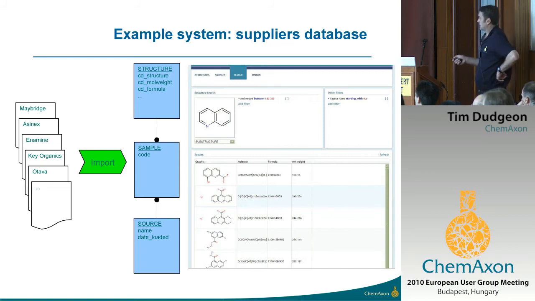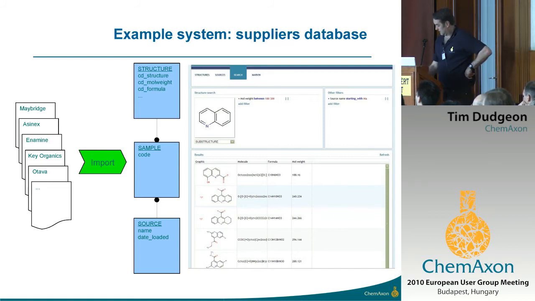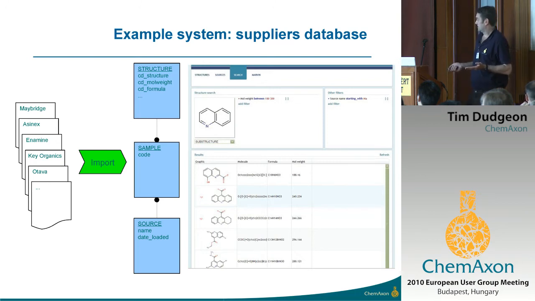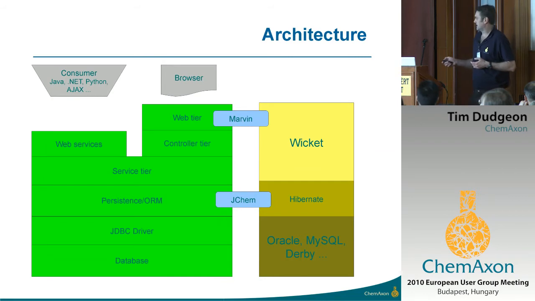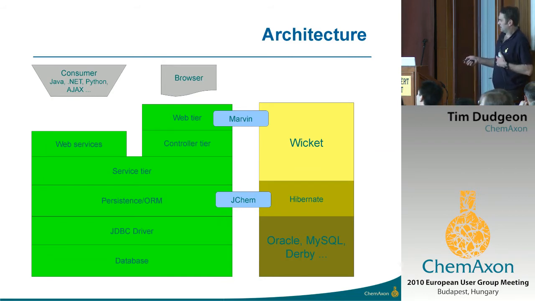And so this is the web application we built. I'll demo it at the end if I've got a bit of time. And we tried to build this using a modern web framework and using a persistence framework. How did we do that? Well, this is the basic architecture of the system. At the bottom tier, you've got the database, you've got the JDBC driver, you've got the persistence layer.